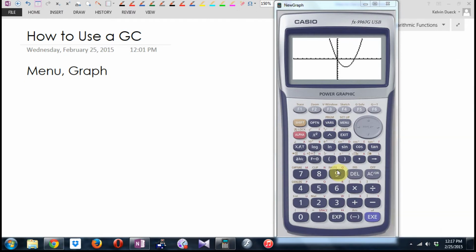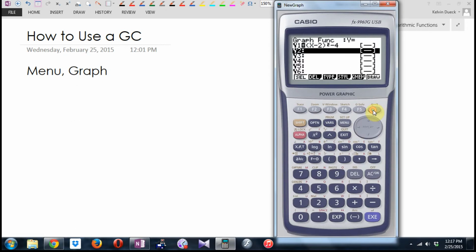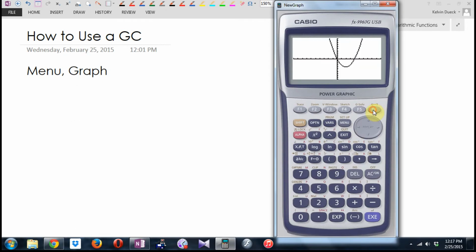Okay? What you can now do, oh, by the way, to toggle back and forth, I think F6 lets you go back and forth. Anyways, stay here.